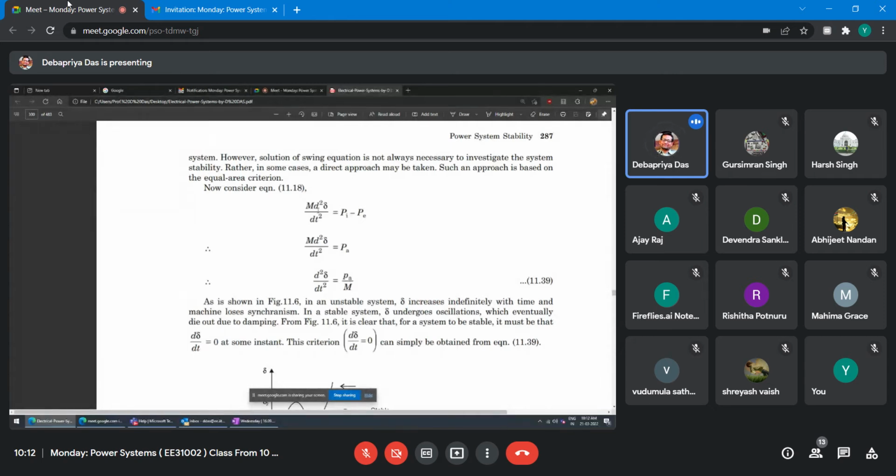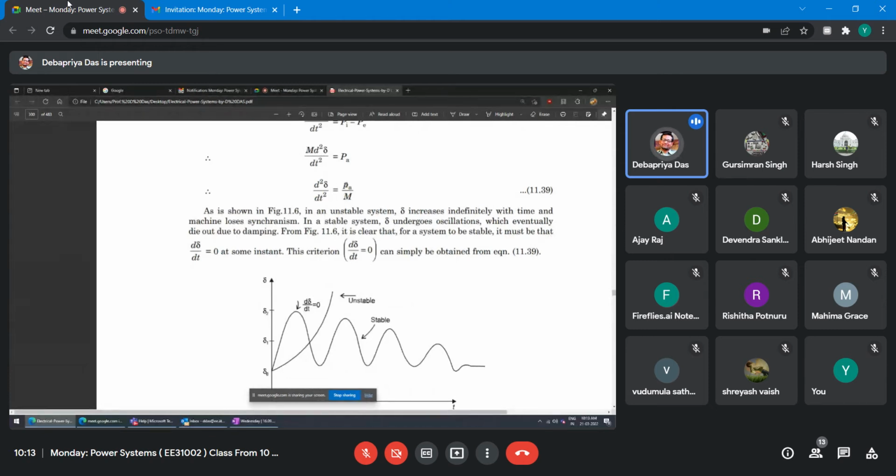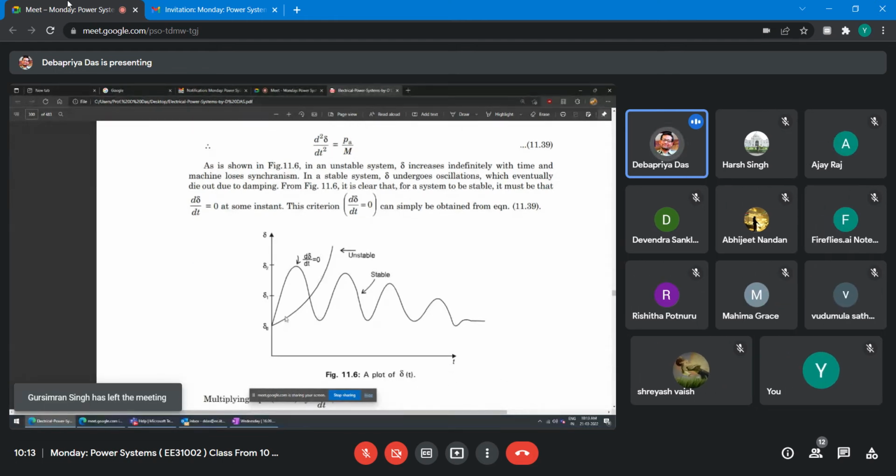Now, we have seen that M d squared delta upon dt squared is Pi minus P, where Pi is the input power or shaft power and P is the electrical power output. Or M d squared delta by dt squared is equal to Pa, that is the accelerating power. When Pi is greater than P it is accelerating, and when Pi is less than P it will be decelerating. That we'll see a little later. Or d squared delta upon dt squared is capital P upon M, not small p, that was a typographical error.